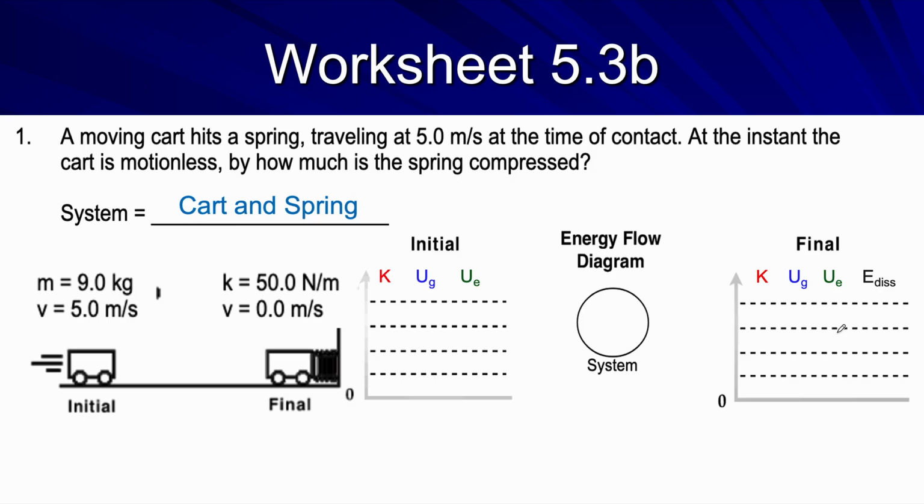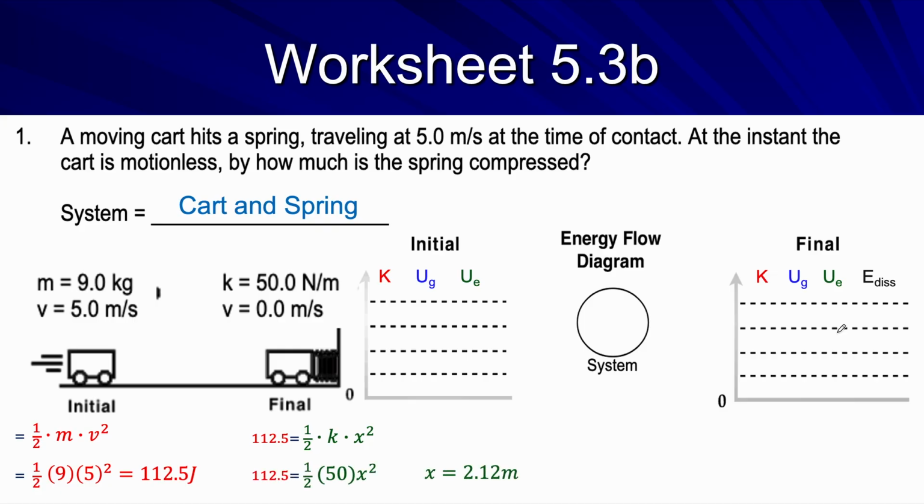And we have to figure out how far the spring is compressed, so I'm going to do my math real quick. The cart starts out with kinetic energy. That's 112 joules. In the end, all that 112 joules, or 112.5 joules, is going to be converted into elastic potential energy, 1/2 kx squared. Plugging in our spring constant, we'll discover our spring is compressed 2.1 meters.